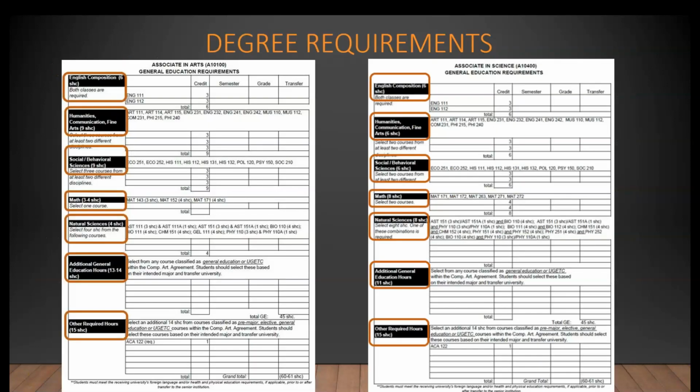But I want to show you that depending on the degree that you are planning to earn, the requirements are different. So for instance, in the associate in arts and the associate in science, you can see that they both require 6 hours of English, but the requirements for the humanities, communication, and fine arts is different. You see for the associate in arts, it's 9 hours versus 6 hours. Your social behavioral sciences is 9 hours versus 6. The math is 3 to 4 hours versus 8. Natural sciences 4 versus 8. And then the additional, there's not that much difference with your additional general ed or your electives. The main differences between the associate in arts and associate in science is going to be your maths and your sciences.